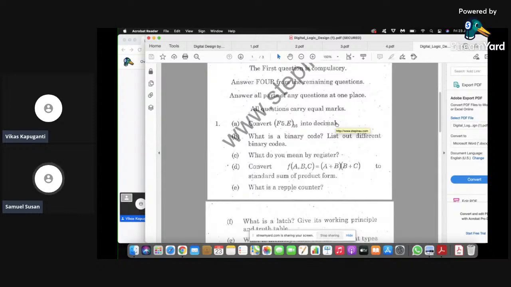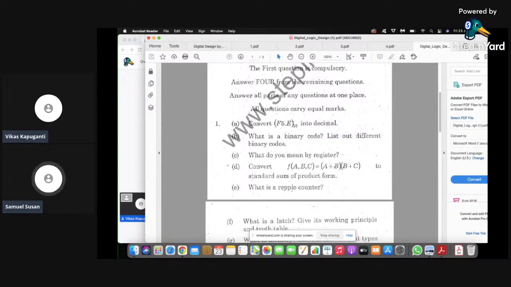And what do you mean by register? So for current regular students, this topic is not there. But register means a group of flip-flops or else a collection of flip-flops. An n-bit register contains n flip-flops there, right? And next, convert the given expression into the SOP. So POS is already given, you need to convert it into SOP.